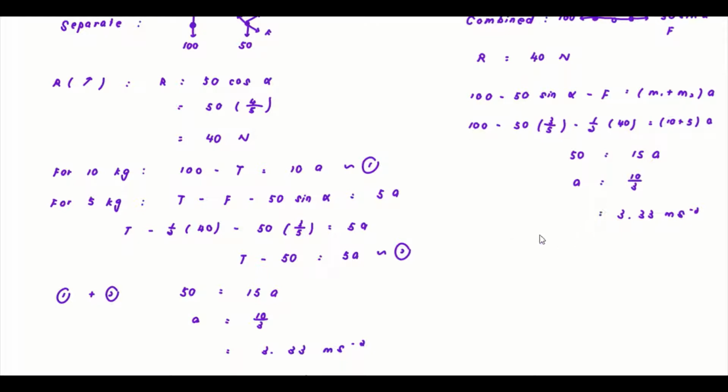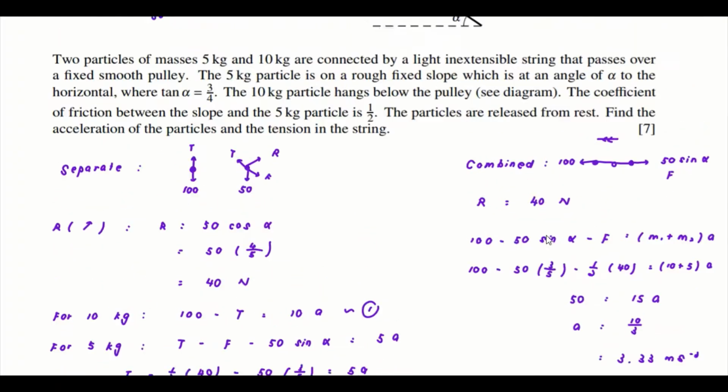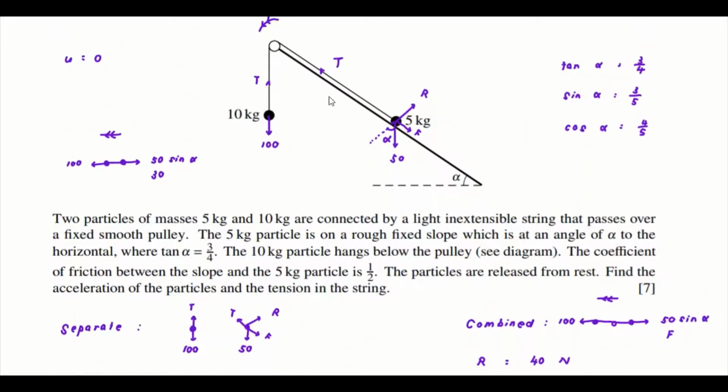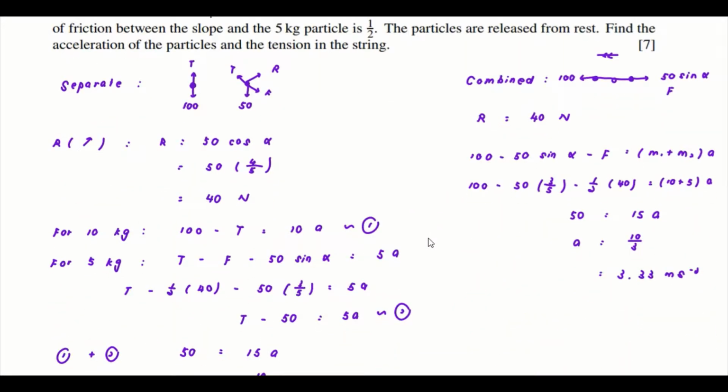So after we get this, then you need to choose either one to solve that. I guess it will be easier for us to use this because you don't need to do any resolving, right? That's easier. Then after we get A, we try to look at the particle for 10 kg.